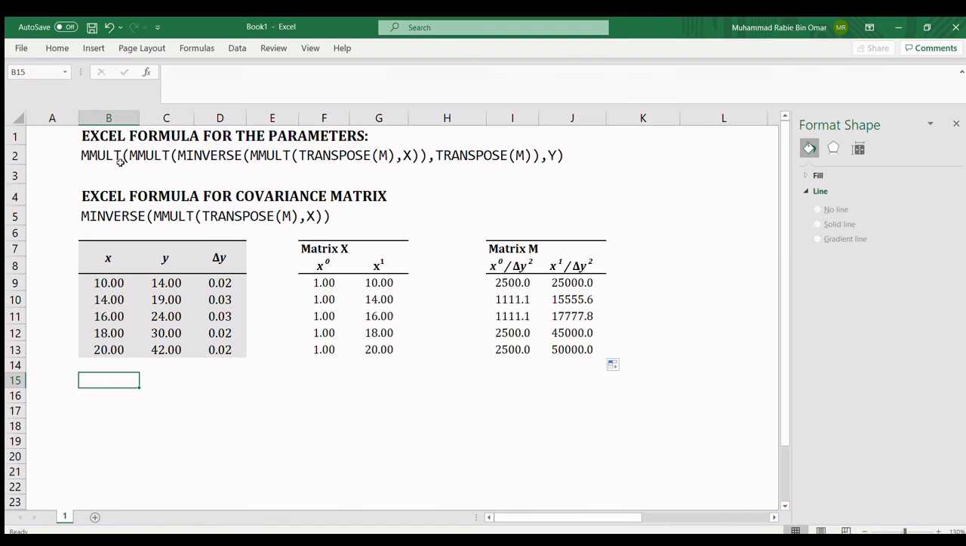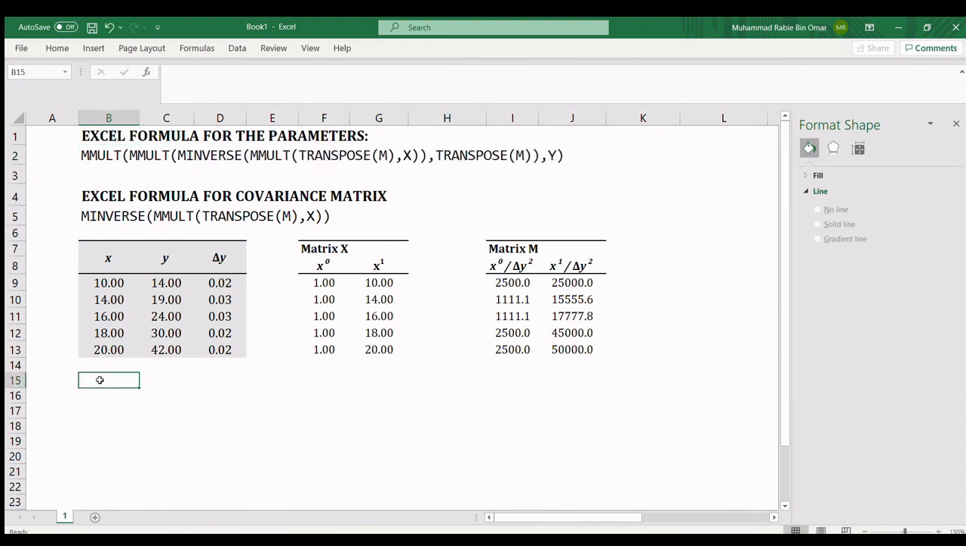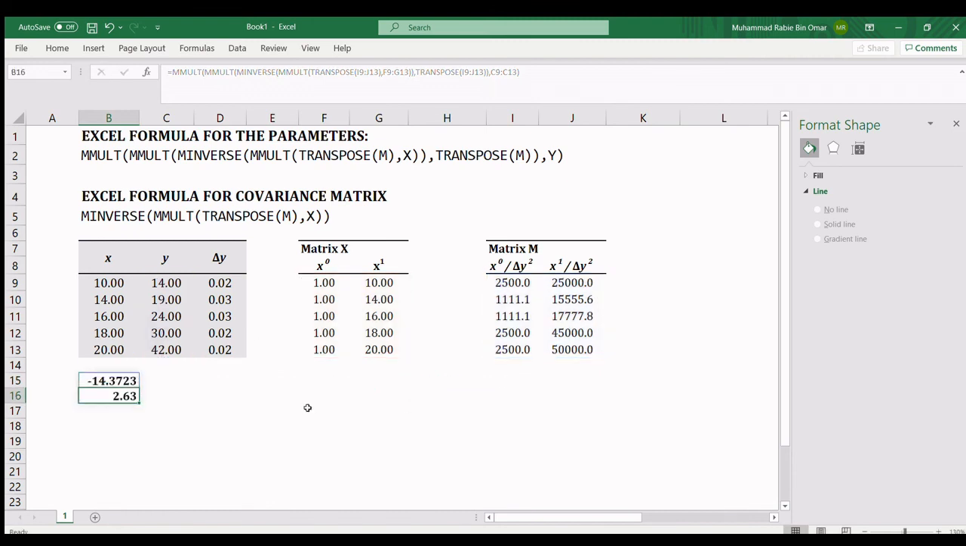And now we evaluate the parameters by copying the Excel formula, and then we replace M with the corresponding range for matrix M, and we replace X with the corresponding range for matrix X, and finally we replace Y with the corresponding values of Y. So for a straight line we have two parameters, and the y-intercept is given by minus 14.3723 and the gradient of the straight line is 2.63.